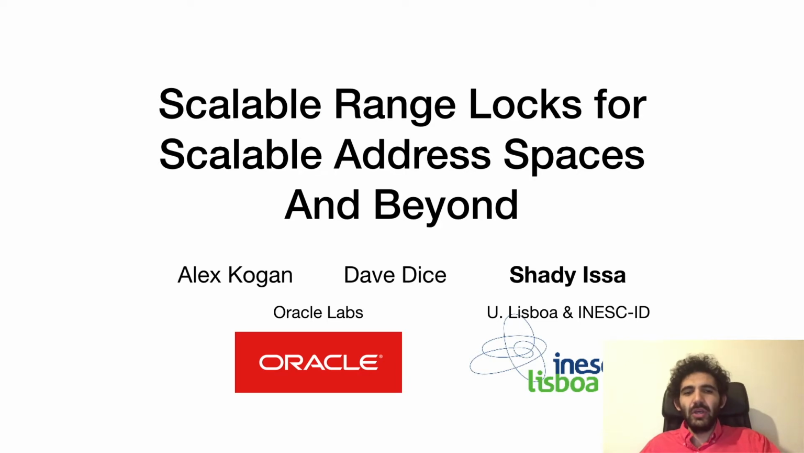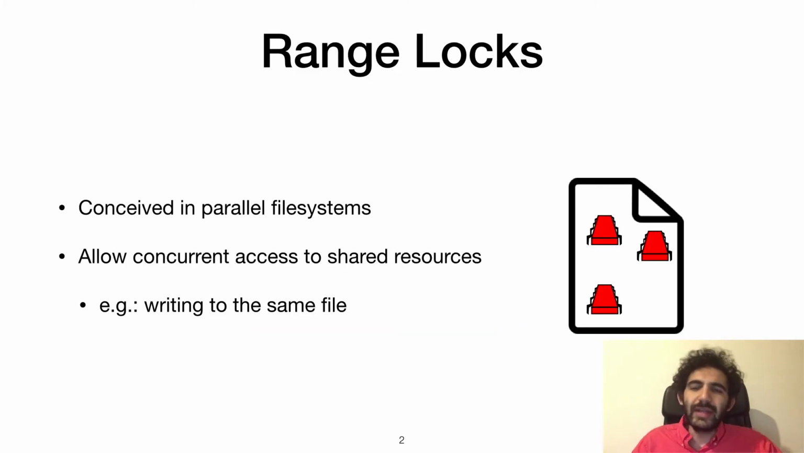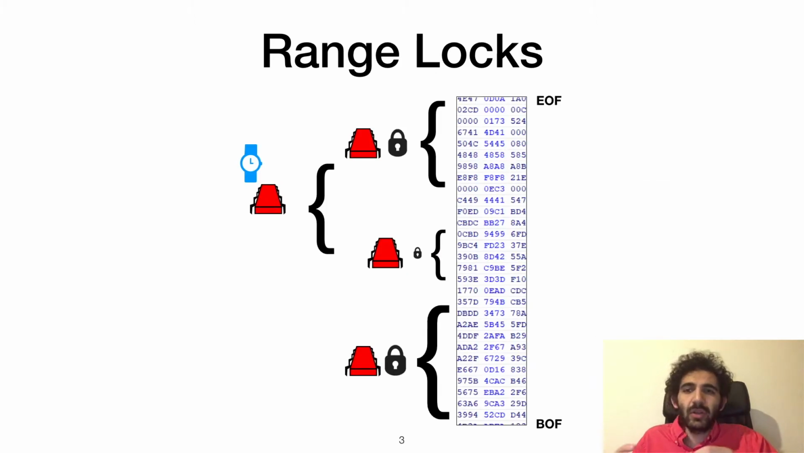To give a quick introduction, range locks are a synchronization mechanism that was conceived in the context of parallel file systems. The idea was to allow different threads or processes that are writing to the same file to execute concurrently as long as they are accessing disjoint regions. So if each thread or process acquires a lock that protects a given range, only threads with overlapping ranges would be serialized, allowing more parallelism between non-overlapping ranges.